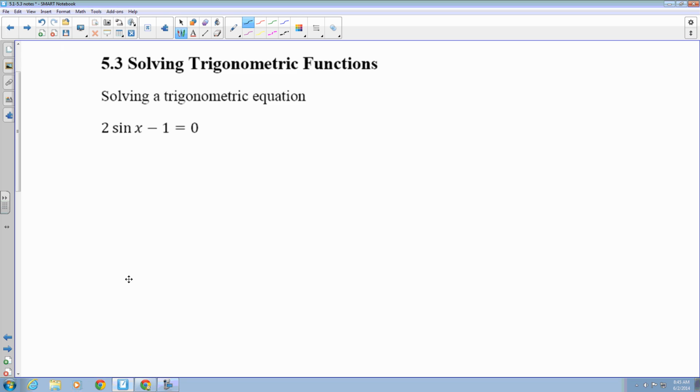Section 3 of chapter 5 deals with solving trigonometric functions. So we're always trying to solve for x. The first thing we always want to do is isolate our trig function itself. We know how algebra works, and we know how to solve equations. So the first thing we have to do on this one is add 1 to both sides.